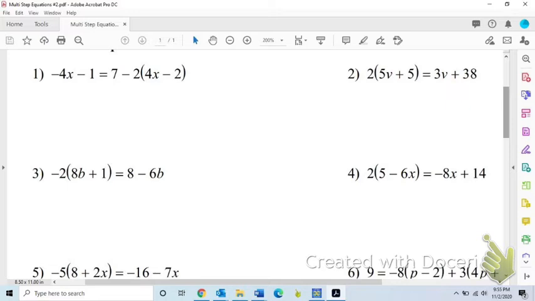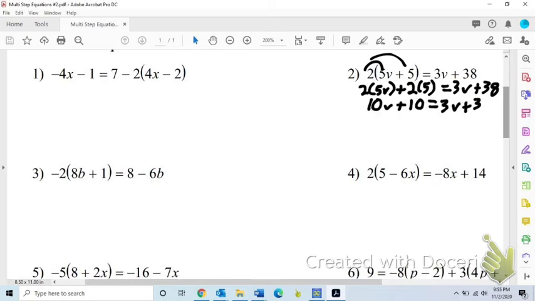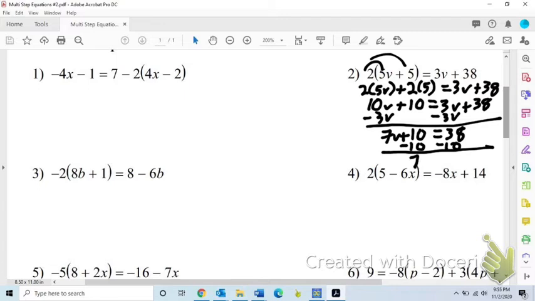So number 2, we want to start off by distributing that 2. 2 times 5v plus 2 times 5 equals 3v plus 38. Do our multiplication. 10v plus 10 equals 3v plus 38. Here I'm going to move the 3v over. That's going to give us a positive 7v. We like to keep our variables positive. Subtract the 10 from both sides. Remember, what we're doing is we're isolating the variable with inverse operations. So we subtract 10 from both sides, and we get 7v equals 28. Divide both sides by 7, and we get v equals 4.